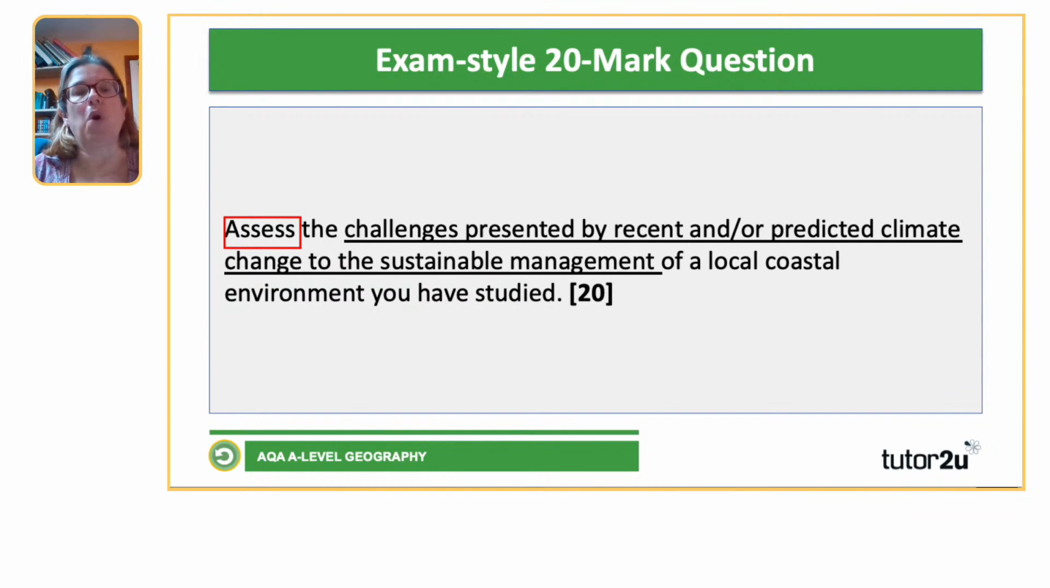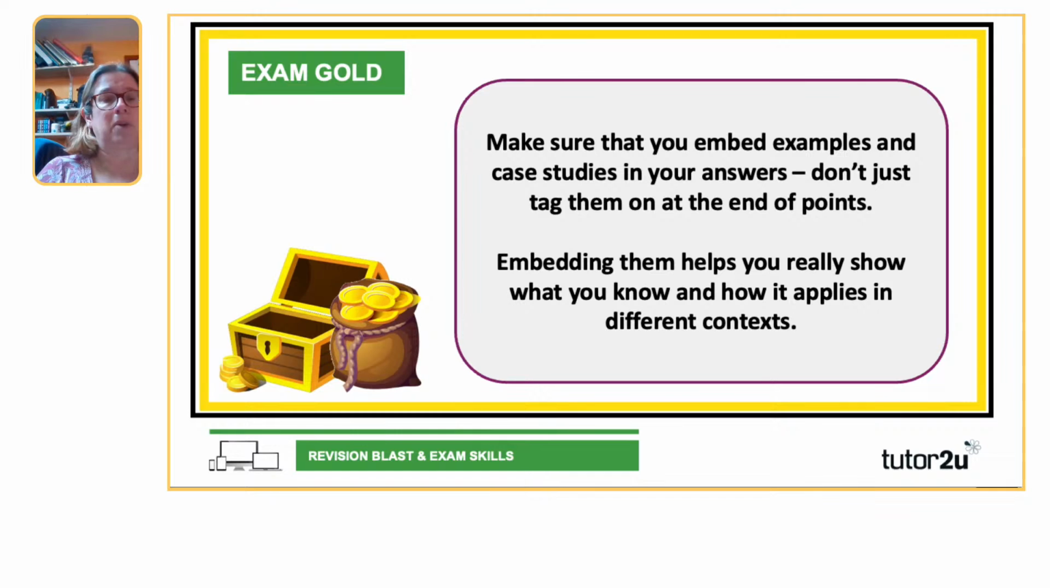So what are we assessing? Well, we're assessing the challenges presented by recent and or predicted climate change. And we're doing this in the context of management. So you should have, in your case study for your local area, you should have looked at the management, sustainability in the management, and be thinking about what's happened recently and what's likely to happen in the future. And then what's our context we're doing this in? So we're looking at a local coastal environment that you've studied. Now, remember, don't just tag that on the end. You need to have that all through your answer. So over to Brendan for some exam gold.